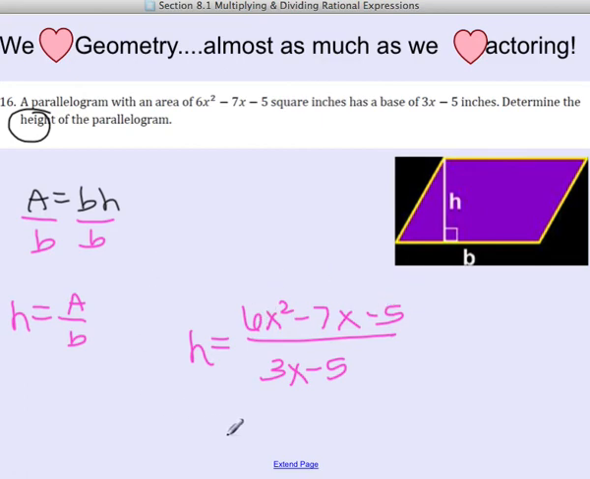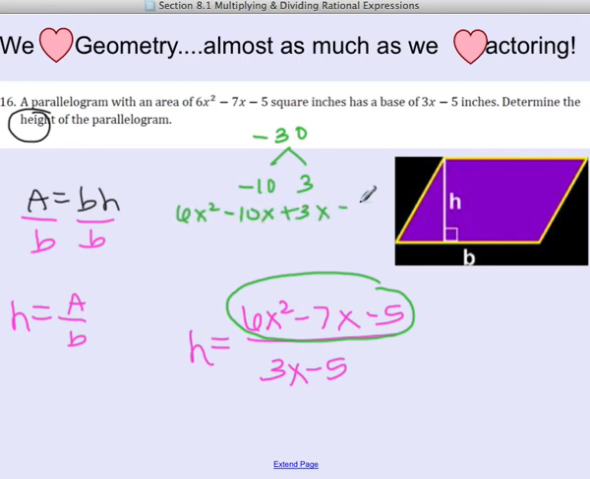Okay, so you can go ahead and use completing the square if you would like to factor this, or you can use guess and check. Totally up to you, but we need to factor this piece. So I'm going to use completing the square to factor the numerator. So just to remind you, it would be 6 times negative 5, which is negative 30. Then I say what multiplies to negative 30 but adds to negative 7. Well, that's negative 10 and 3, so I would just rewrite it as 6x squared minus 10x plus 3x minus 5.